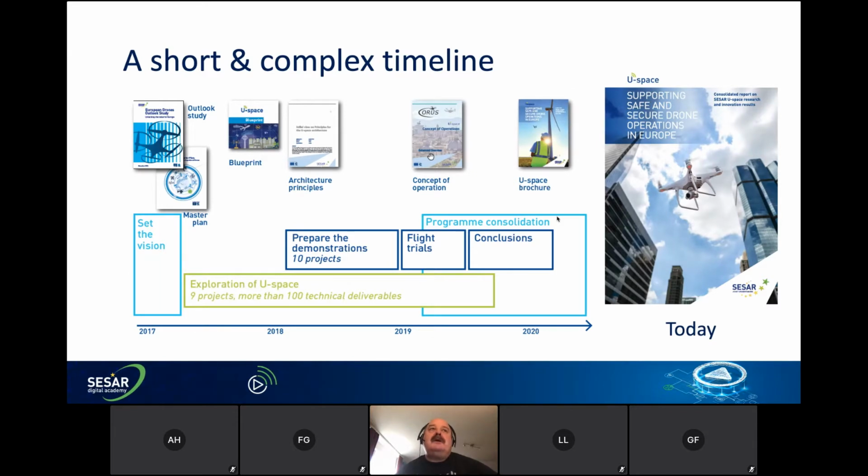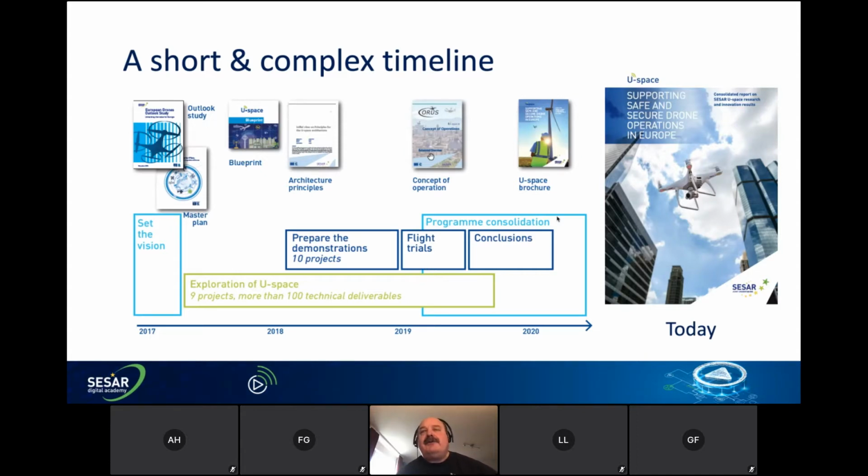We wrote the blueprint that Florian referred to, which really set the vision for how we saw things evolving, and at the same time created 9 exploratory research projects, one of which, CORUS, was dedicated to the definition of a concept of operations for drone operations within Europe. This then proceeded, and we created another document looking at the principles of the architecture of U-Space, and at about the same time started 10 demonstration projects.